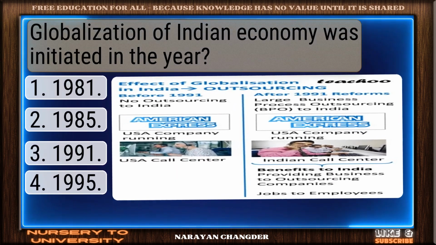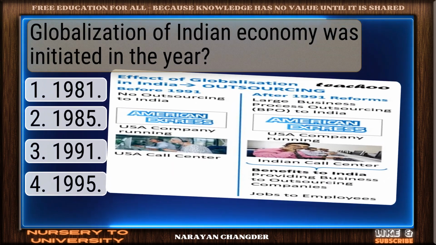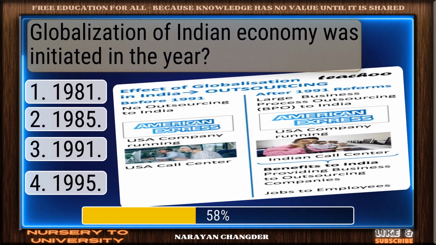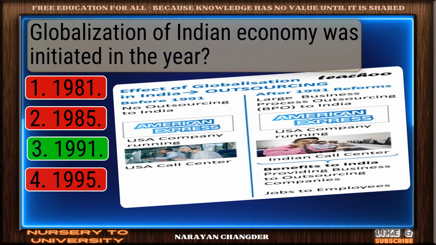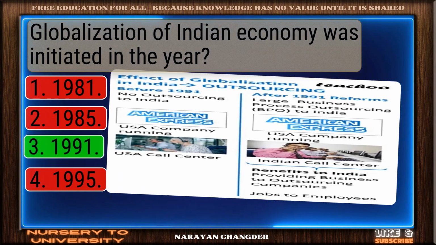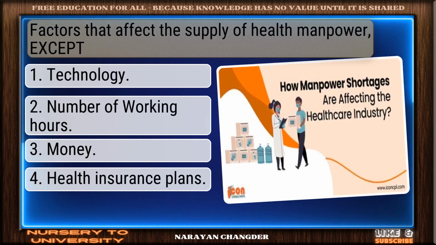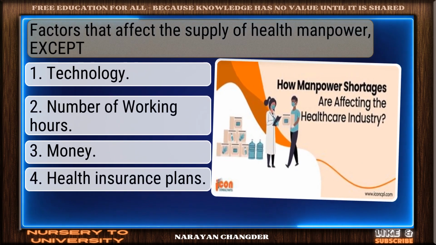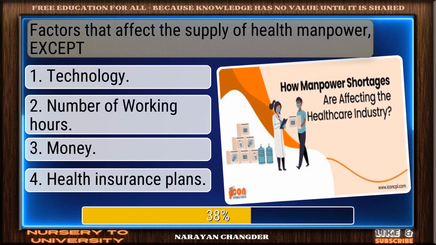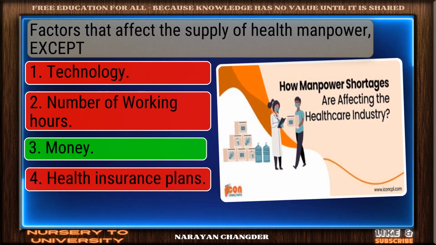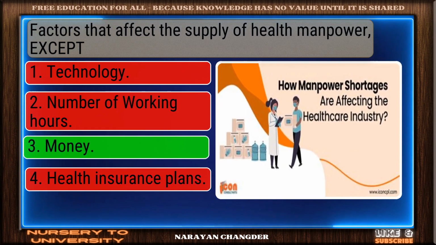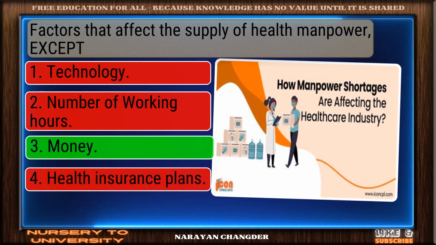Globalization of Indian economy was initiated in the year. You're right. 1991 is the correct answer. Factors that affect the supply of health manpower, except. Good thinking. Money is the right answer.